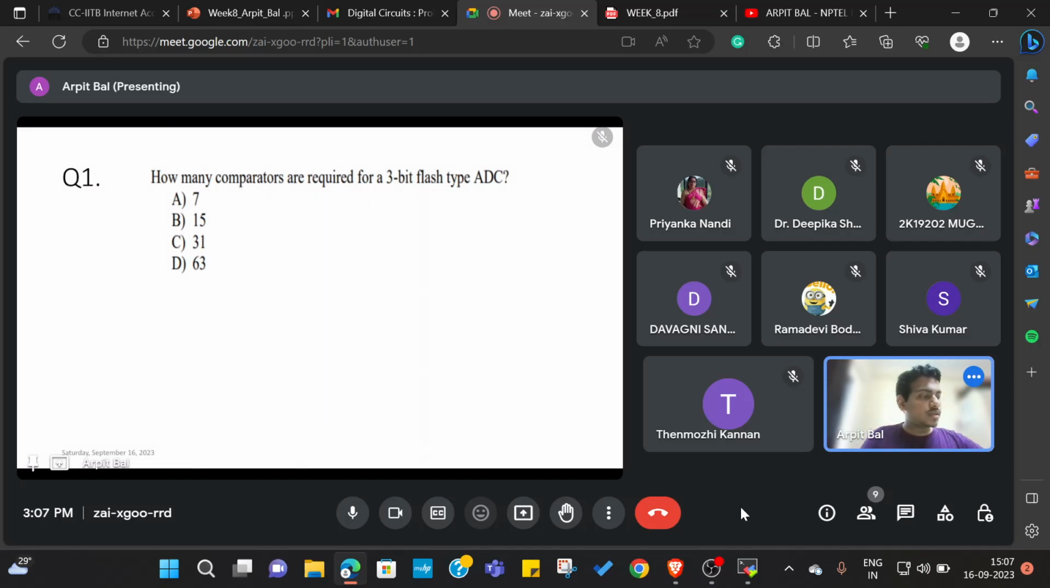So the first question is related to ADC. How many comparators are required for a 3-bit flash type ADC?